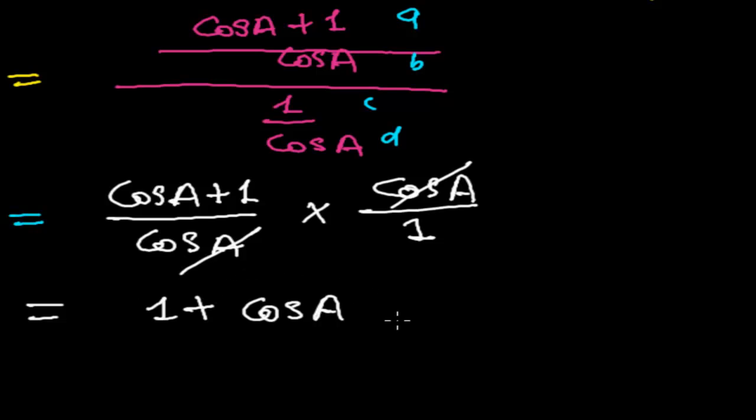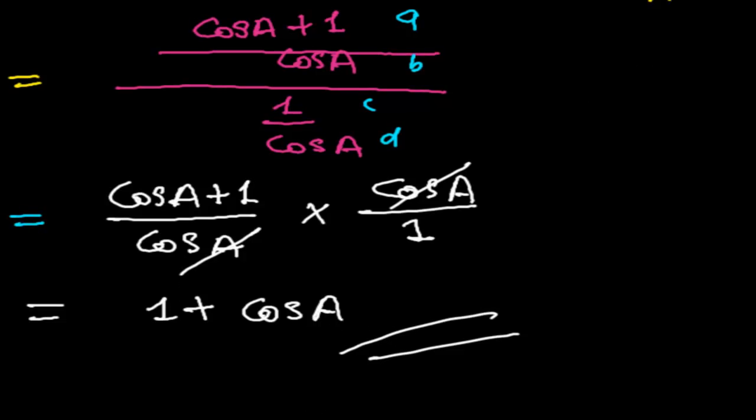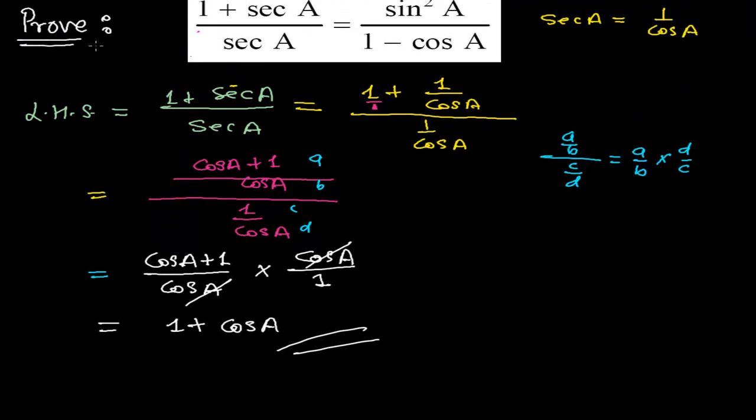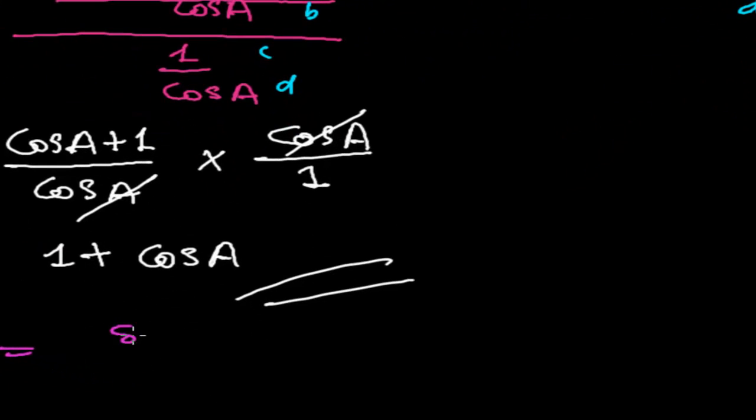Now don't proceed further from here, just stop here. You can get this also, but there is a very long process to get it, so stop here and just solve the RHS part. Now let's solve the RHS part. My RHS part, right hand side, is sin square a divided by 1 minus cos a.